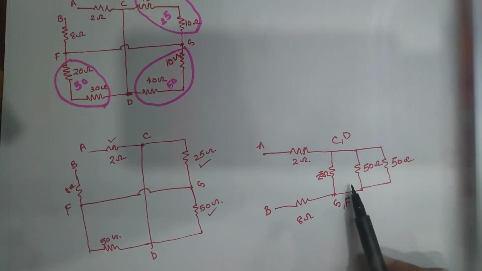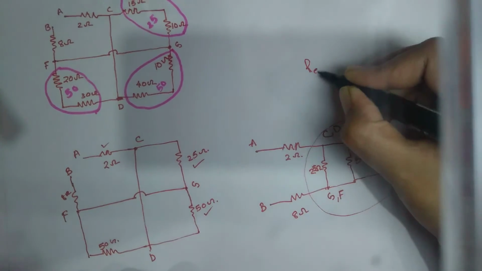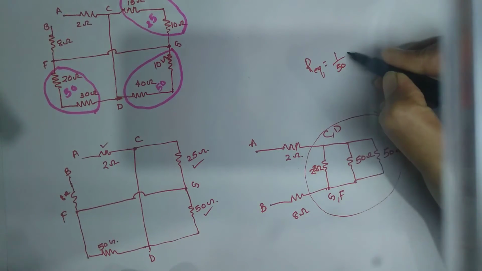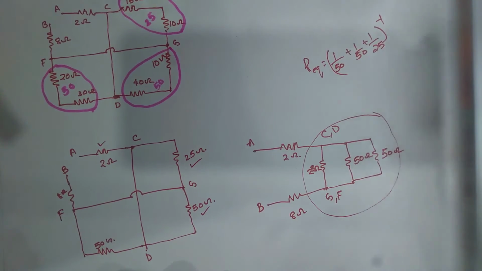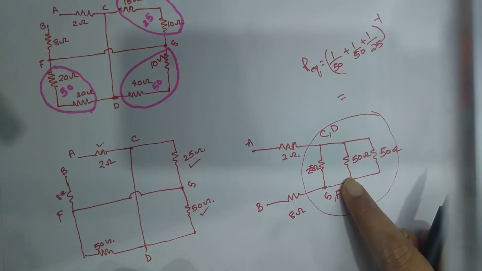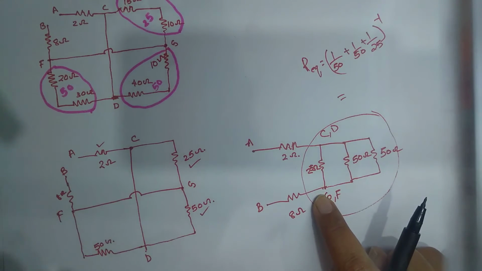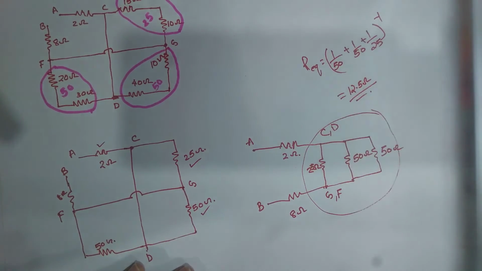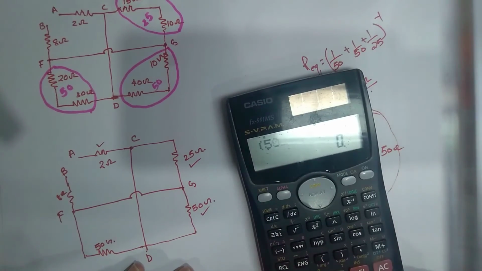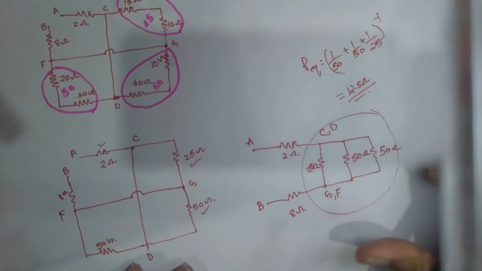So if I am solving this, 50 and 50, you can write and solve. Either you can solve this entirely like R equivalent is equal to 1 by 50 plus 1 by 50 plus 1 by 25, the whole inverse. Or we can simply say 50 and 50, two resistances in parallel, that is 25. 25 and 25, two resistances in parallel, then 25 by 2, that is 12.5. If you want to check it with the calculator, 50 inverse plus 50 inverse plus 25 inverse, whole inverse, you will get 12.5, isn't it? This is very easy, 12.5.